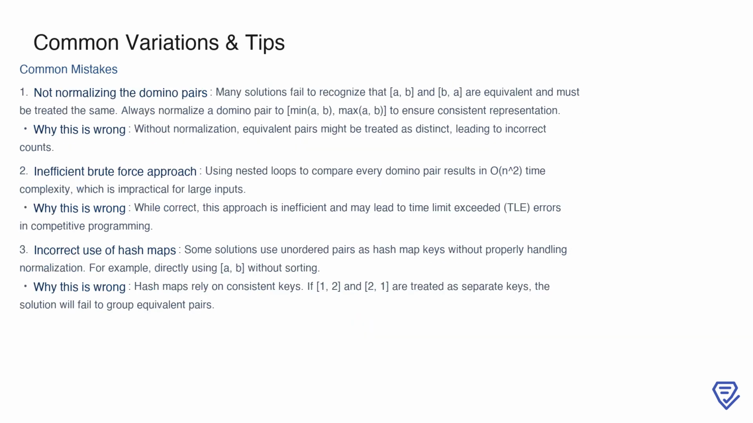One of the most common mistakes in solving this problem is failing to normalize the domino pairs. Remember, a domino like A, B is equivalent to B, A, so it's crucial to represent all dominoes consistently as min(A, B), max(A, B). Without this step, the same pair could be counted as two distinct items, leading to incorrect results.